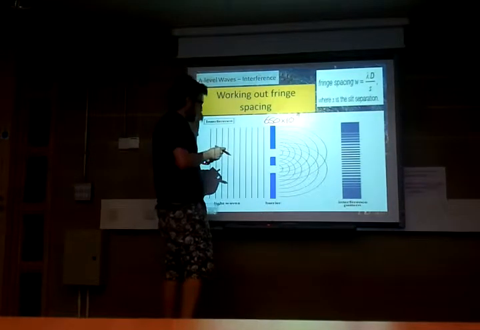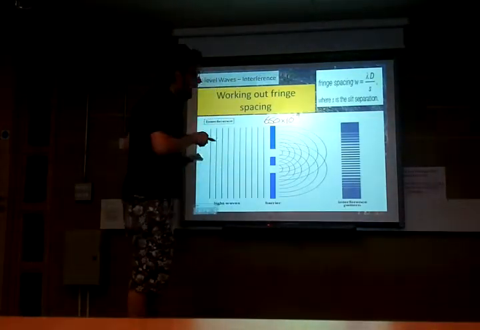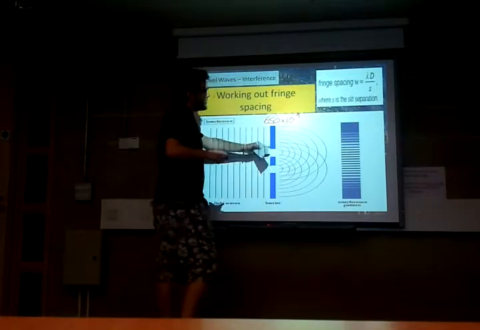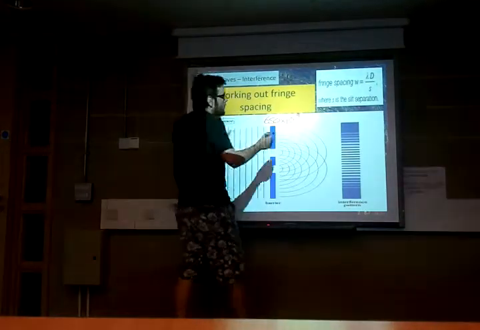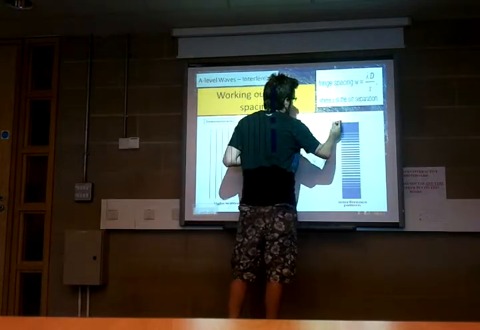So 650 times 10 to the minus 9. And what we're going to do is take a hypothetical distance from the slit to the screen of 1.5 meters. So we're going to multiply that by 1.5 meters.